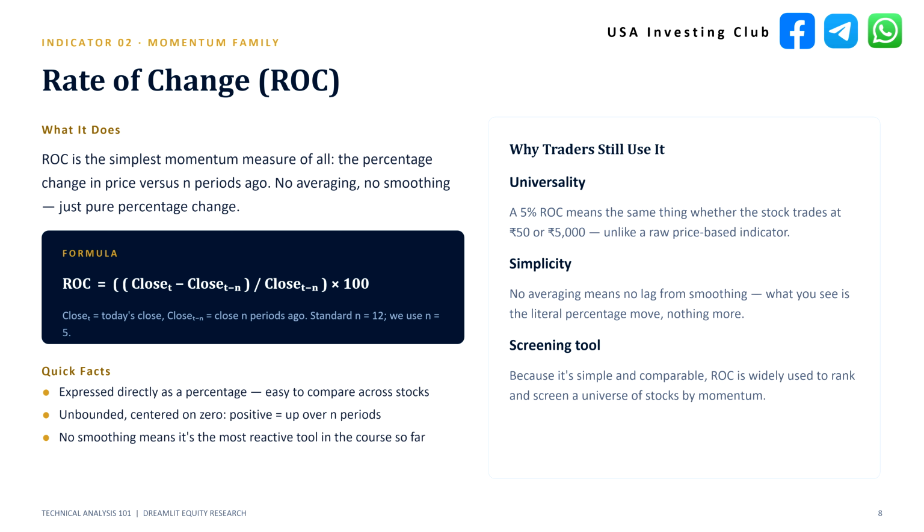Why do traders still reach for something this simple? 3 reasons. Universality. A 5% ROC means the same thing whether the stock trades at 50 rupees or 5,000 rupees, unlike a raw price-based indicator. Simplicity. No averaging means no lag from smoothing. What you see is the literal percentage move, nothing more. And it's a natural screening tool. Because it's simple and directly comparable across names, ROC is widely used to rank and screen an entire universe of stocks by momentum, an idea we'll build out properly in the advanced module.